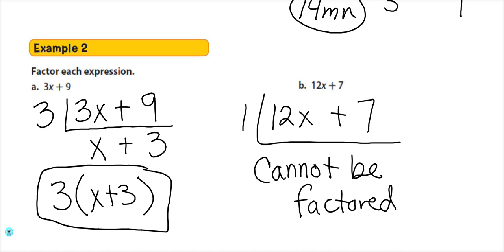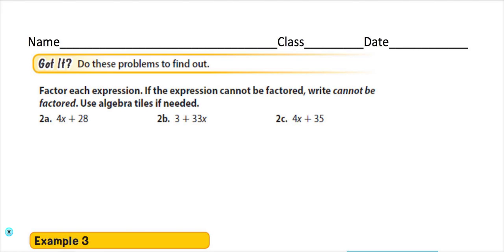All right, let's go ahead and try the got it questions by ourselves. And let's take a look. So it says factor each expression. If the expression cannot be factored, then write cannot be factored, and use algebra tiles if needed. So it's really difficult for me to show this with algebra tiles just because of the space we have. So I'd rather not go that route. I mean, if you want to try to figure it out, you certainly can, but I'm not going to show it that way. Okay, so we have 4x plus 28.